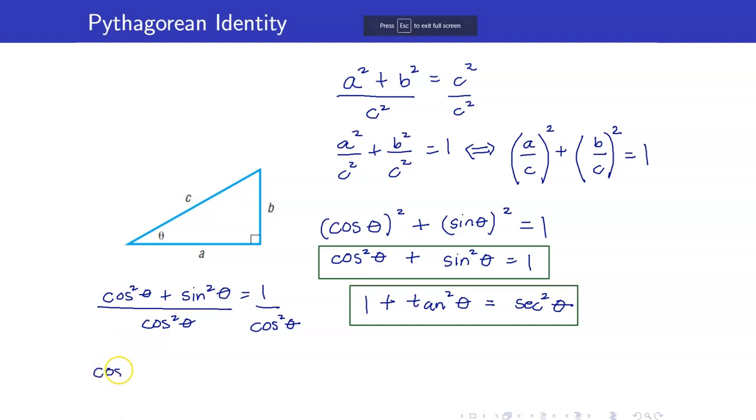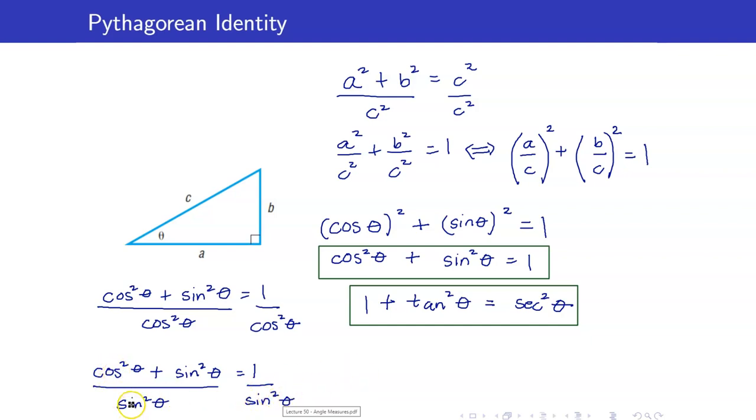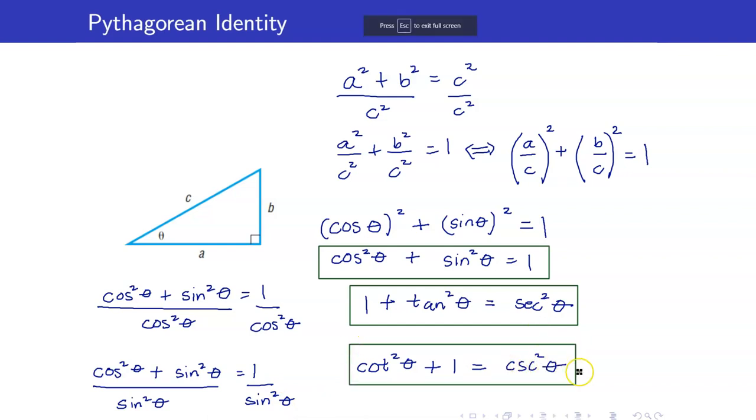And again, starting from our first Pythagorean identity, if I divide both sides by sine squared of theta, what do we get? Cosine squared theta over sine squared theta is cotangent squared theta plus sine squared theta over sine squared theta is 1. 1 over sine squared theta is, what is the reciprocal of sine? It's equal to cosecant. So we have cosecant squared theta. This is our third Pythagorean identity.